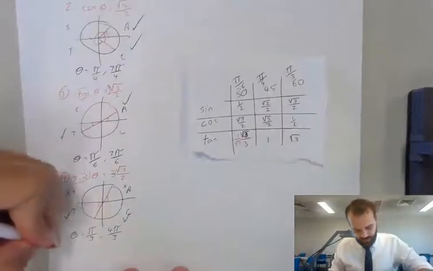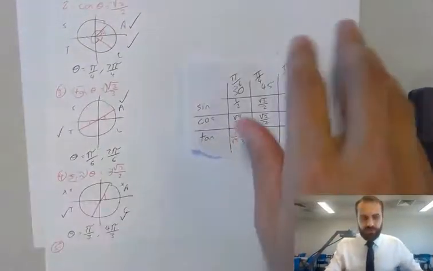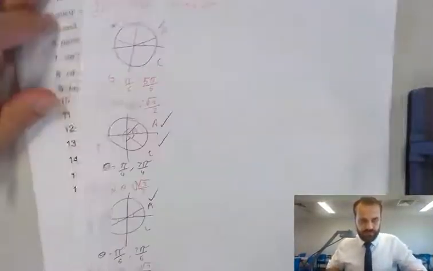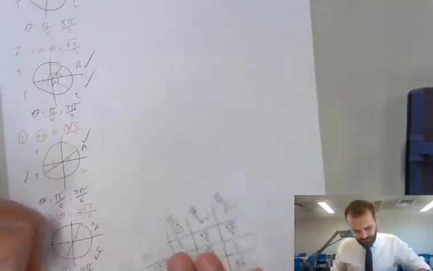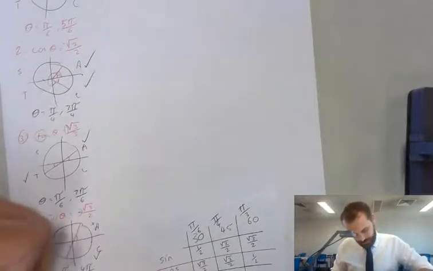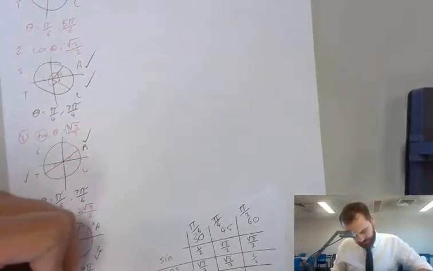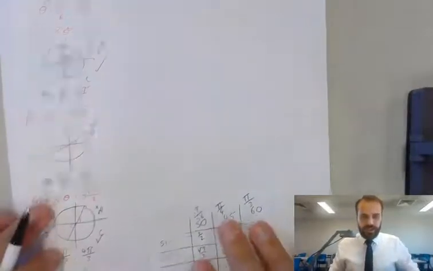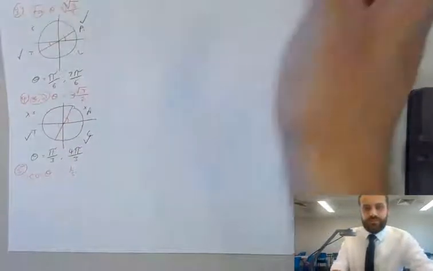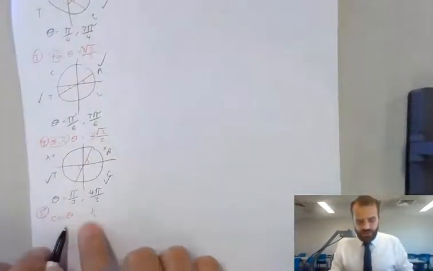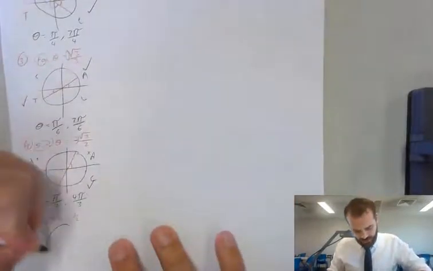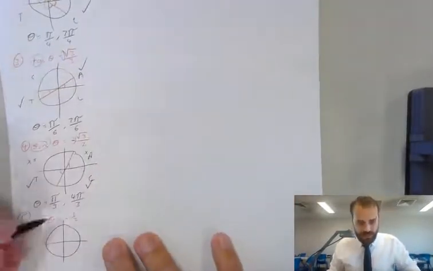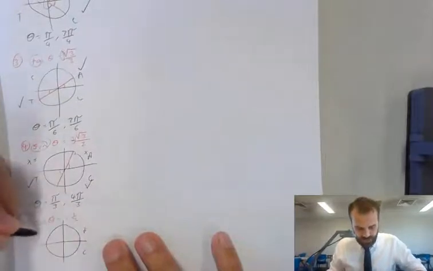Okay, so we're going to fit one more in here. Question 5. Cosine theta equals negative a half. Okay, so again, make sure you can see this. Cosine theta equals negative a half. Again, we're drawing a circle, line, line. It's a negative question, CAST.